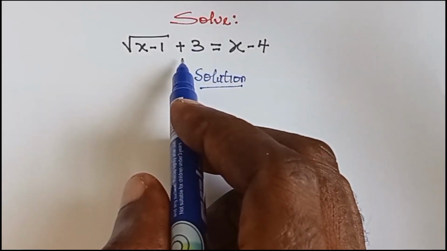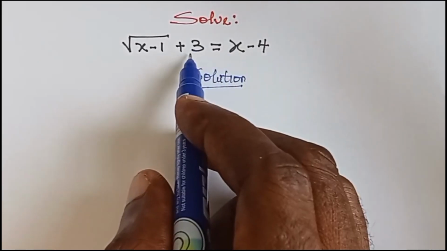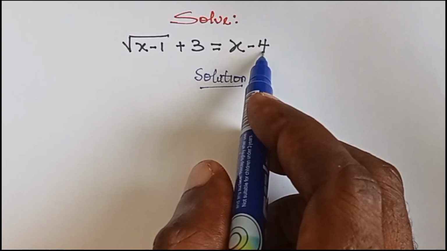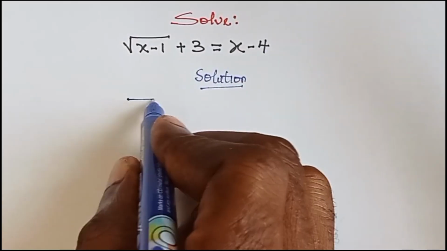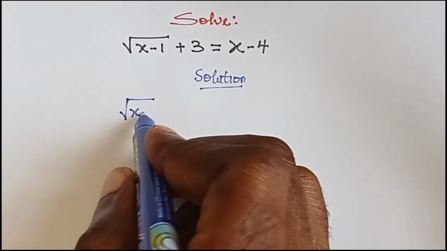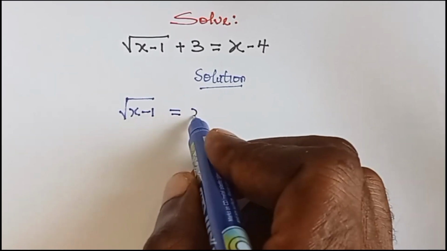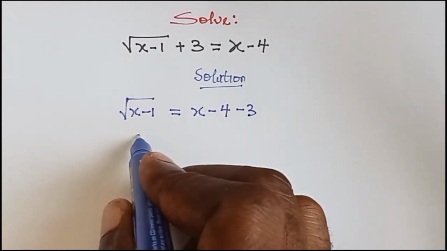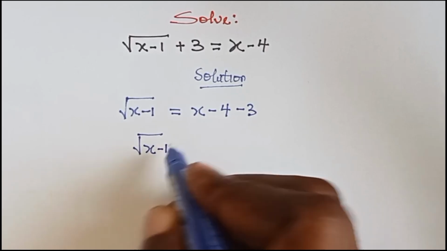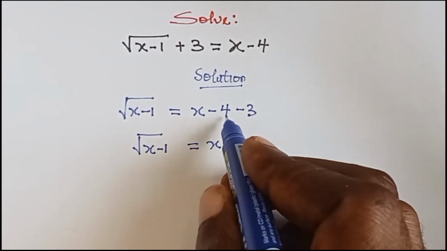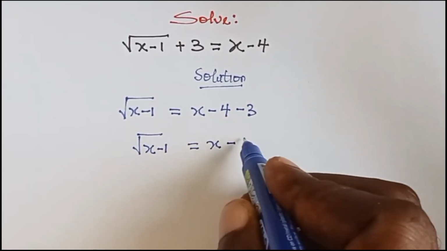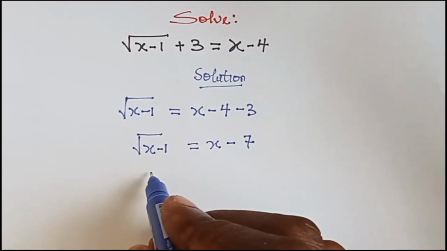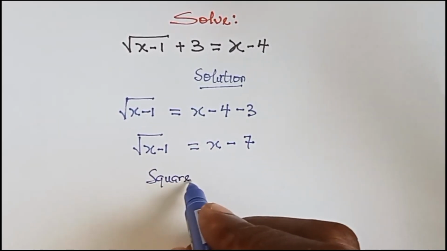Right, so we are going to move this plus 3 to the other side because it's a constant. So move it to the other side to join this minus 4. Then it becomes square root of x minus 1 equals x minus 4 minus 3. Okay, so we have square root of x minus 1 equals x minus 4 minus 3, which is x minus 7. So from here, we're going to square both sides.